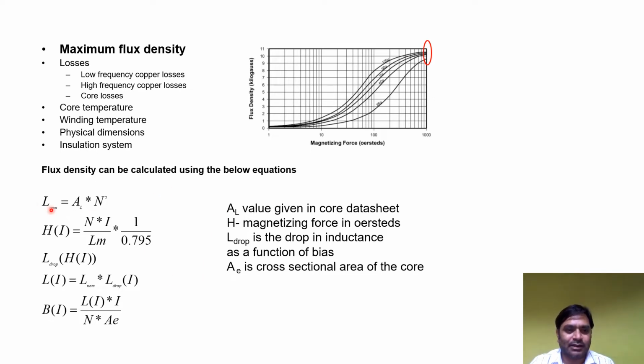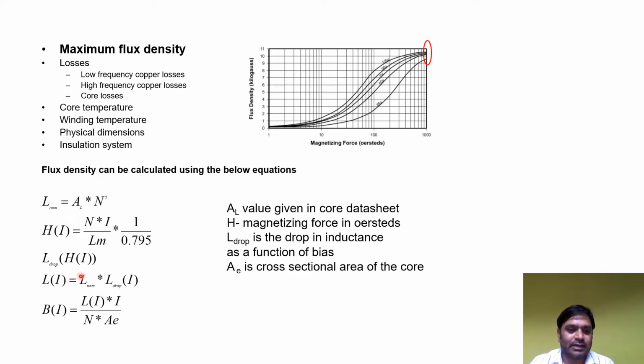L nominal, the nominal inductance, will be calculated based on the AL value and the number of turns squared. If we do this, we will get the L nominal. And now we have to calculate what the magnetizing force H will be at different currents. Once we know the number of turns, we multiply the number of turns by the current and divide by the magnetic path length. So we will get the H force, and then with this H we can find out what the inductance drop will be at this magnetizing force, and then at a particular current what the inductance will be.